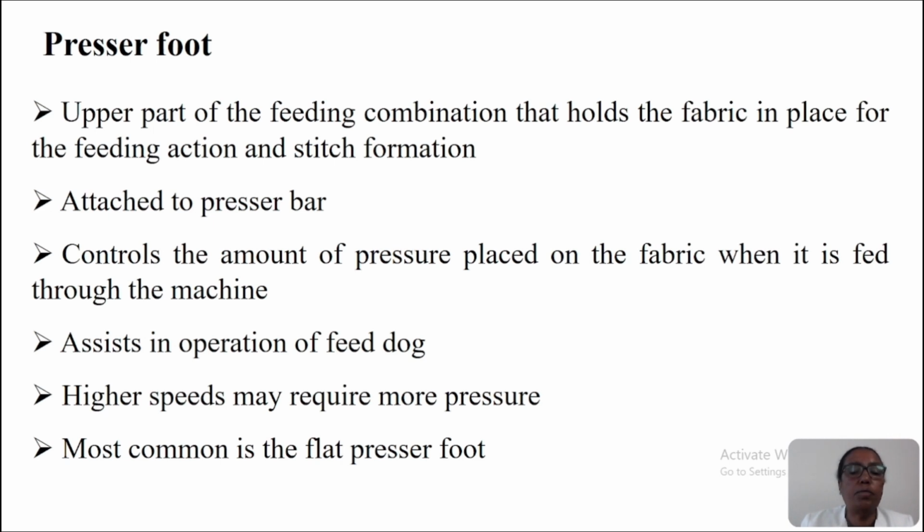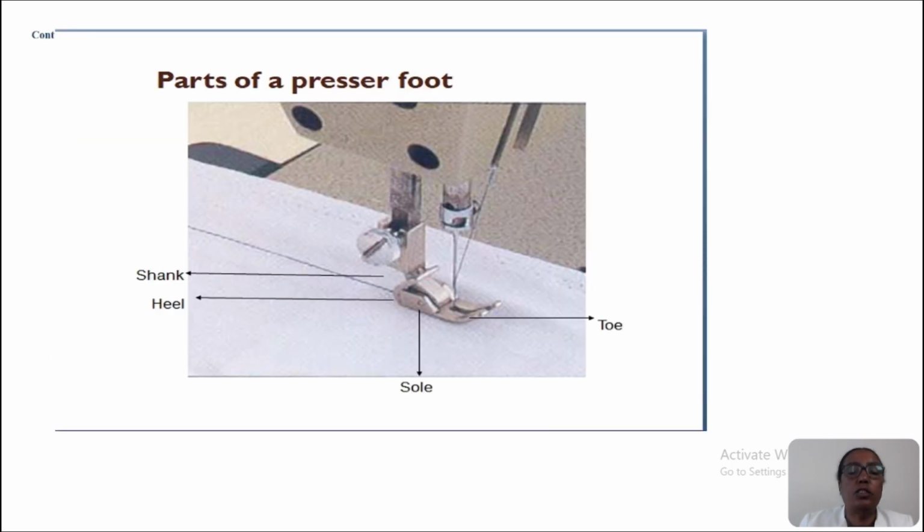A higher speed may require more pressure. Also, the flat pressure foot is common. By the way, in a basic sewing machine, this flat pressure foot is common. You'll see this picture. This is the pressure foot and its parts: this one is the toe, this one is the sole, this one is the heel, and this one is the shank.